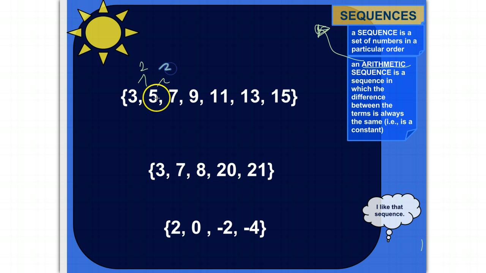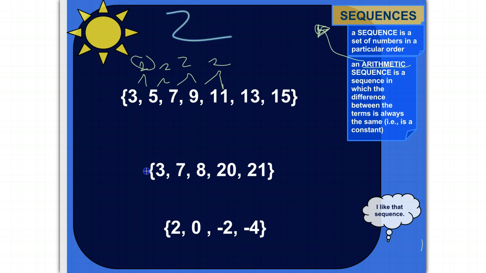So the jump from 5 to 7 is 2. 7 to 9 is 2. 11 minus 9 is 2. So the difference between these terms in the sequence is always 2. It's always the same. Okay.